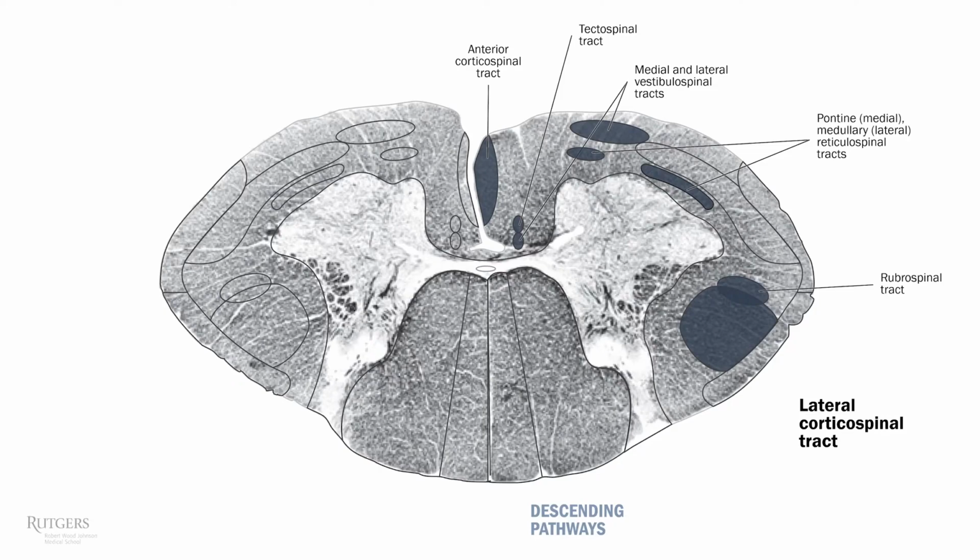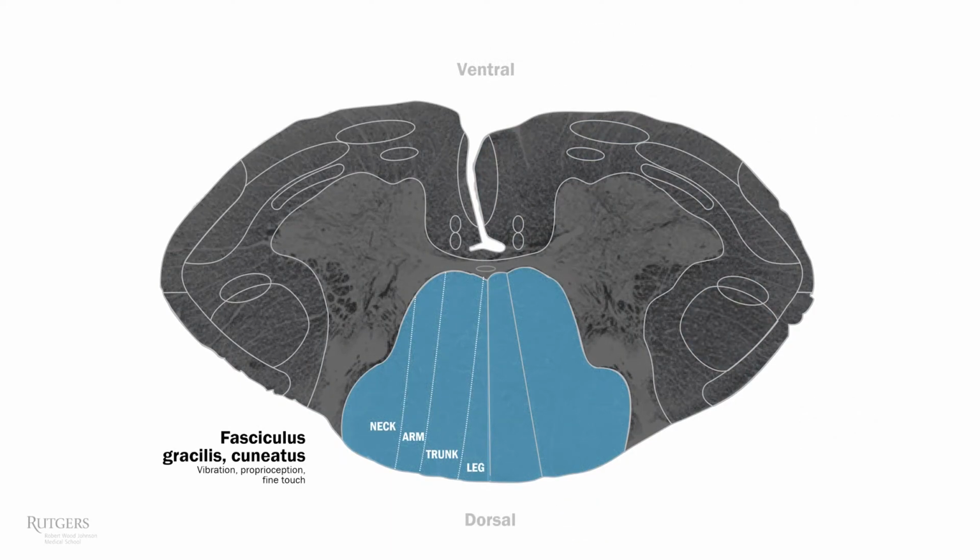So the three clinically important tracts you need to remember are, first, the dorsal column lemniscal pathway. It's located in the medial dorsal cord and serves vibration, proprioception, and fine touch. Like most pathways, it has a spatial map. Legs are represented most medially and neck most laterally.